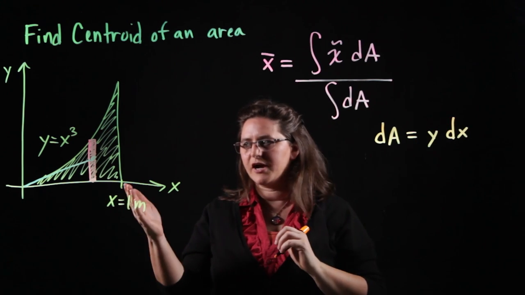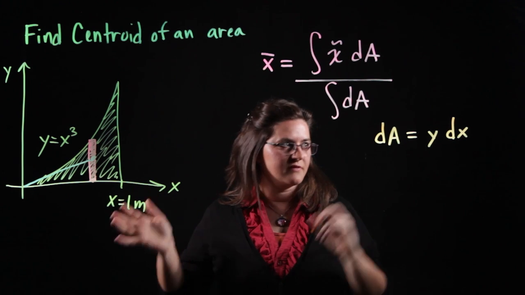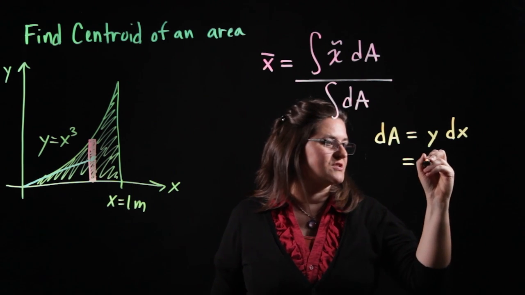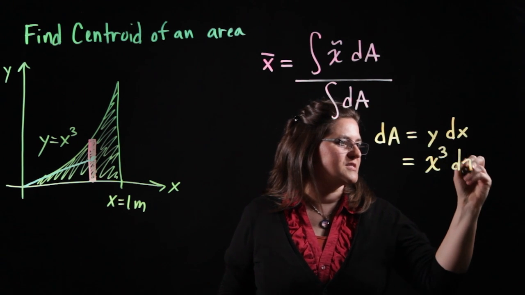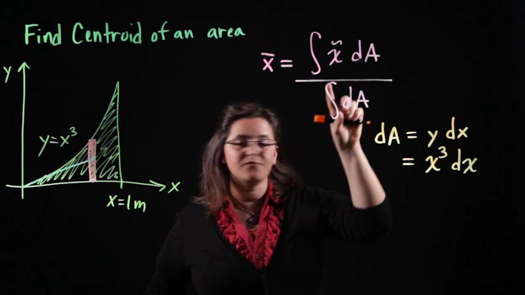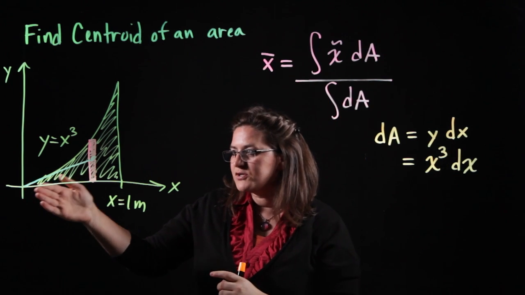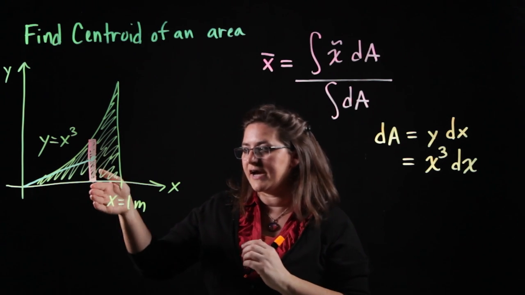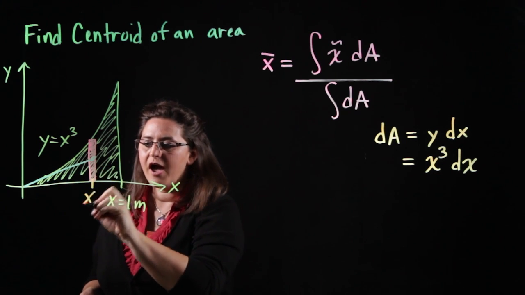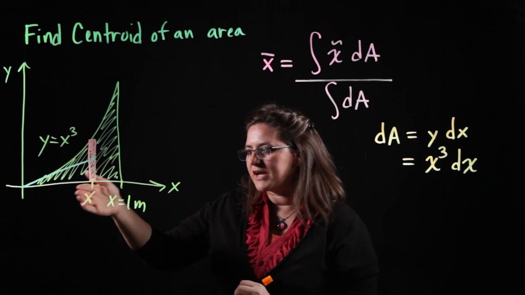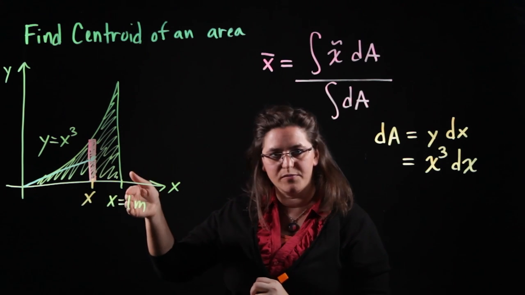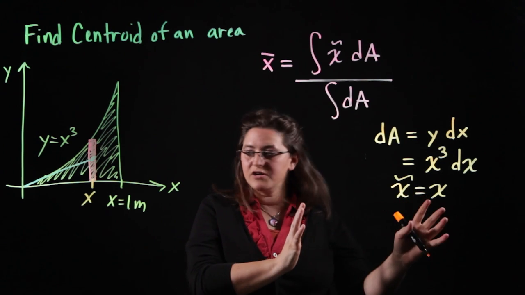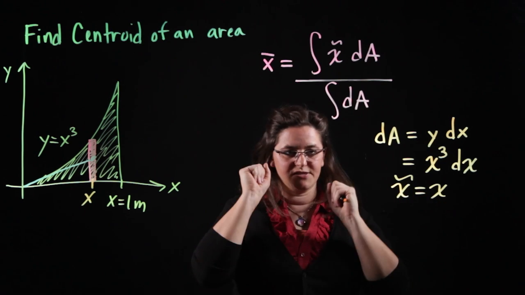I'm going to integrate over the x direction since I've got everything in terms of x. So I need to change this into its x function, which is x cubed times dx. The distance from my origin to the location of the rectangle in the x direction is simply x. I'm going to locate this rectangle at x, and integrate x from 0 to 1 meter. Okay, and now I've got all the ingredients that need to go inside of this equation.